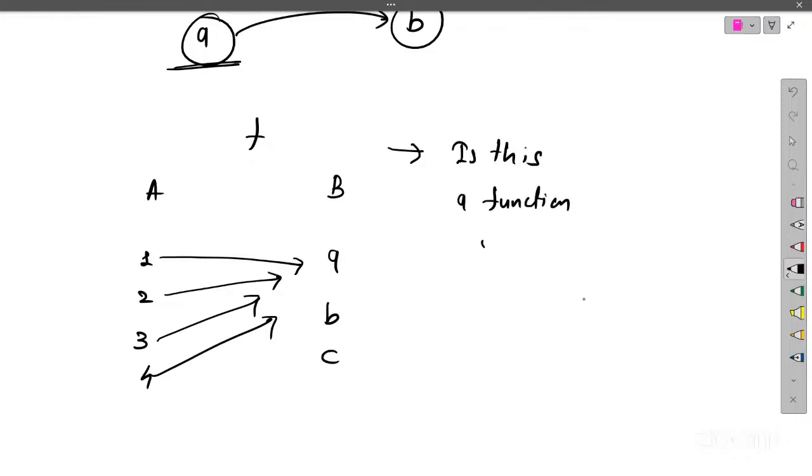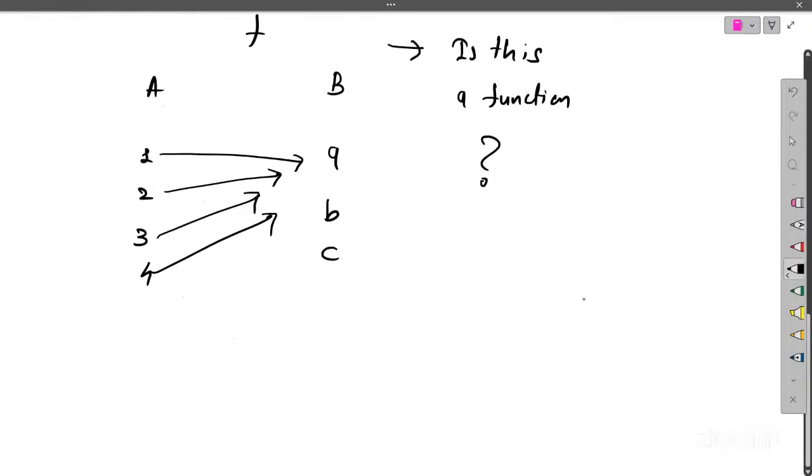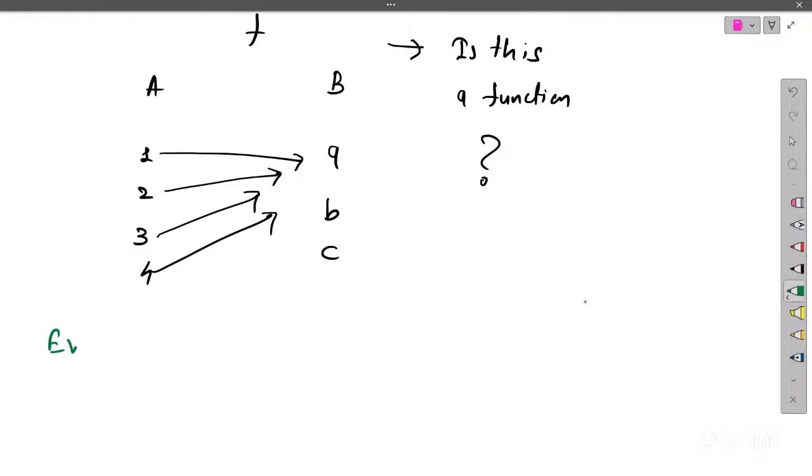No, this is not a function as per above. Why is it not a function? It is a function, but it is not a one-to-one function. It's not a one-to-one function, but it is a function because for a function, we need to check two properties.